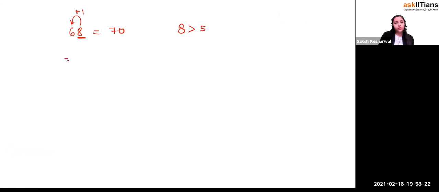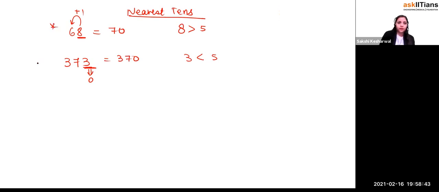Plus 1. If I would have written something like 37373, right? See that you're rounding to the nearest tens. It means you have to just see, this is 3 and this 3 is less than 5. So what you do, you just put this as 0. So this is equal to 370, right? This is one example.